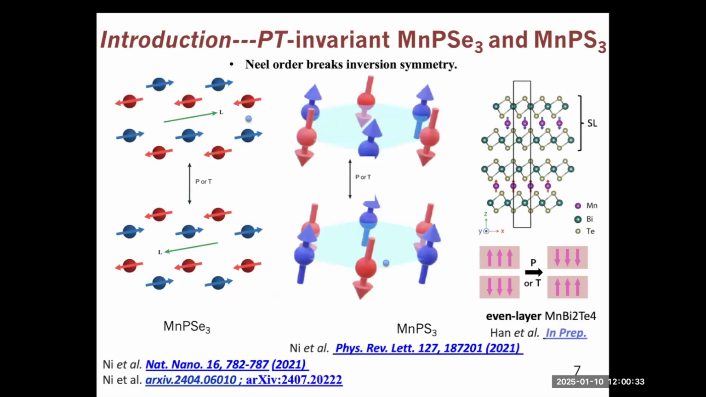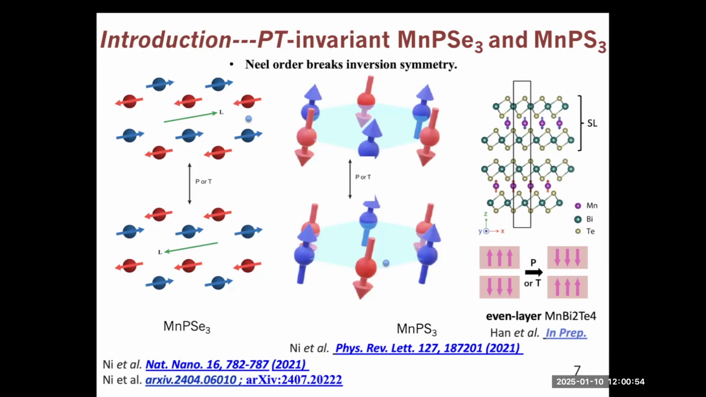Now let me introduce a PT-invariant system. First, let's forget the spin. These are manganese sites, but let's forget the spin. This point is the inversion center. Inversion symmetry means we go from R vector to minus R vector and see whether the crystal structure is invariant or not. Actually, it is invariant.